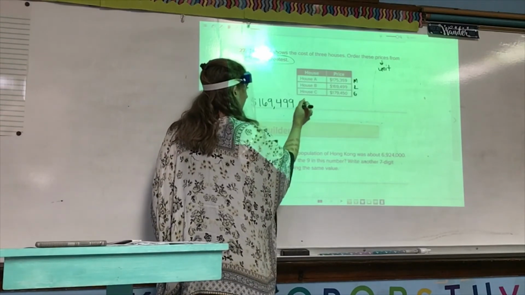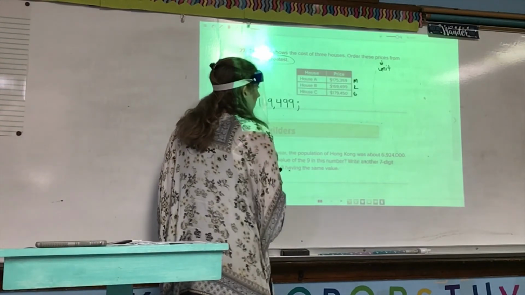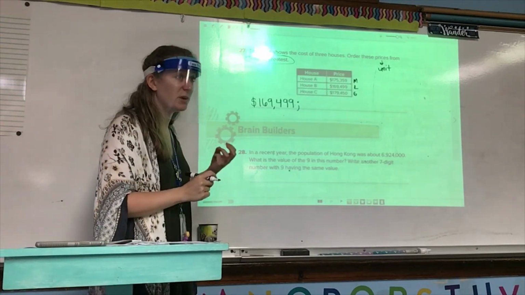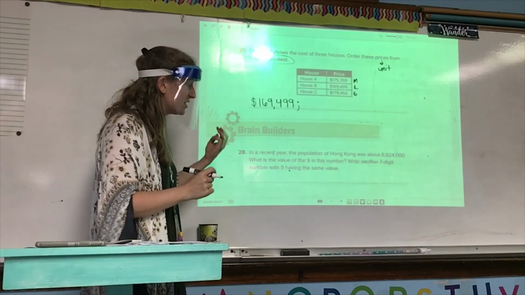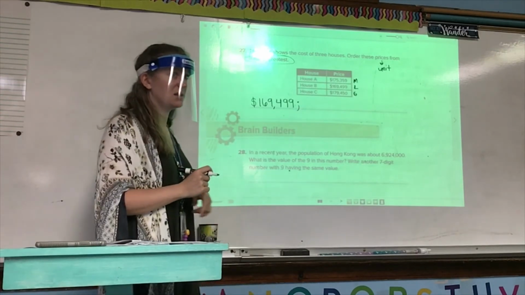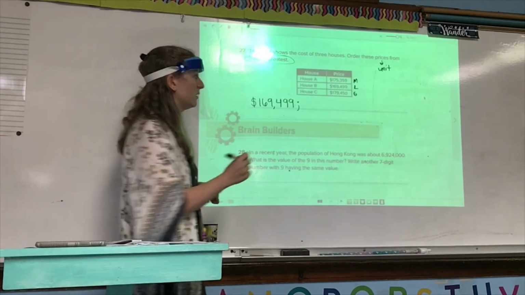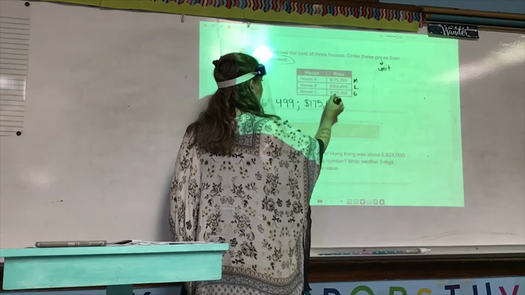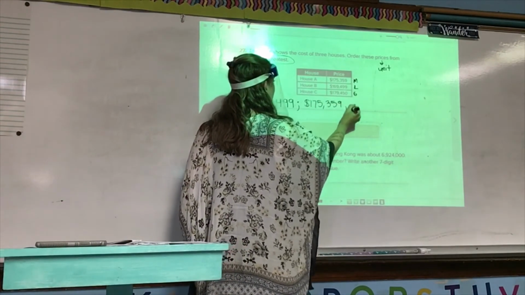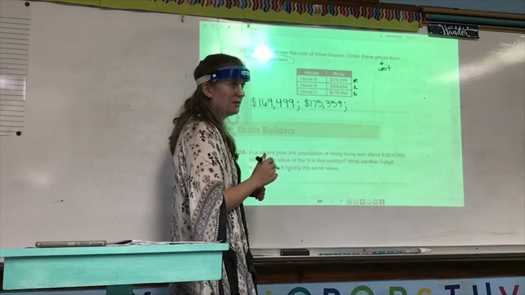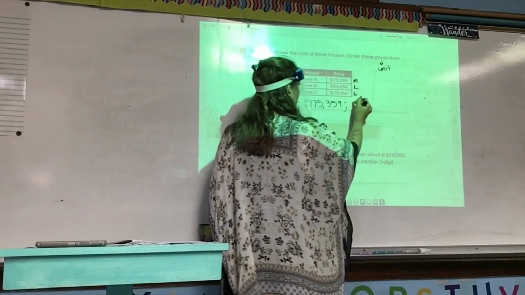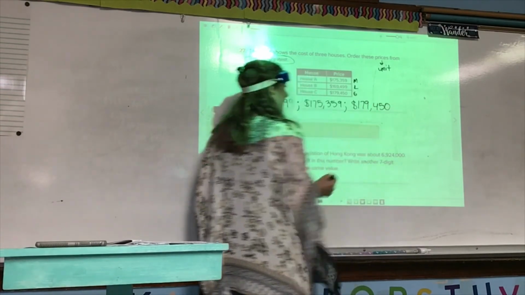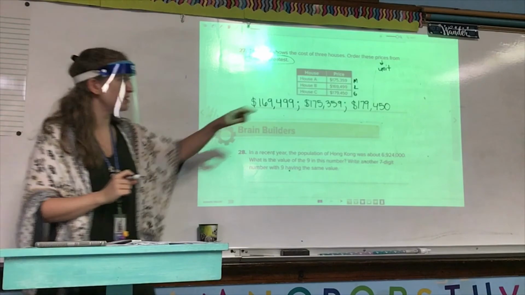Make sure you use your red pen to show the units. Then we're going to put a semicolon instead of a comma so that we don't think it's 6 3-digit numbers. We know it's 3 6-digit numbers. Which one comes next? 175,359. Good. And last one. 179,150. Good. Very good.